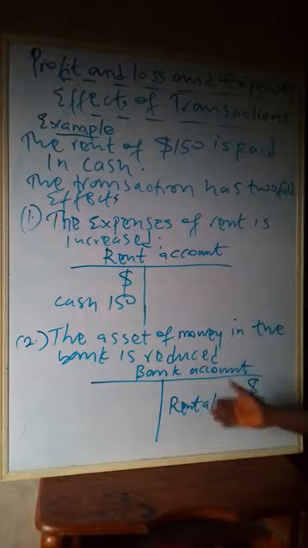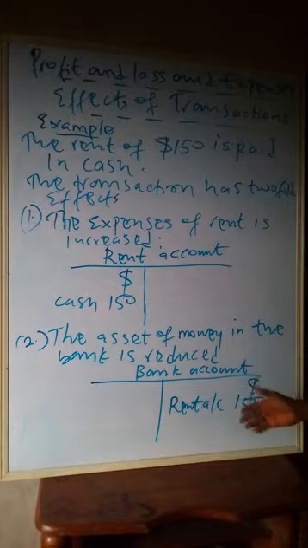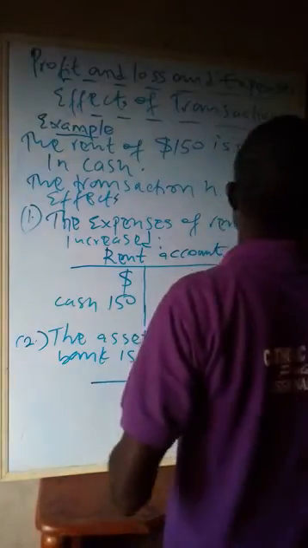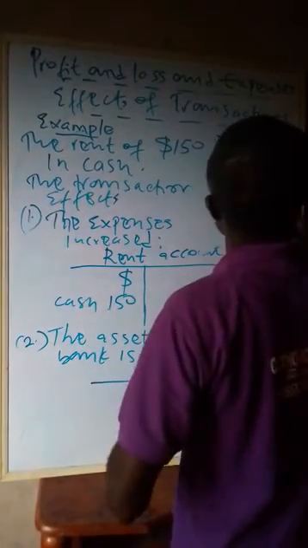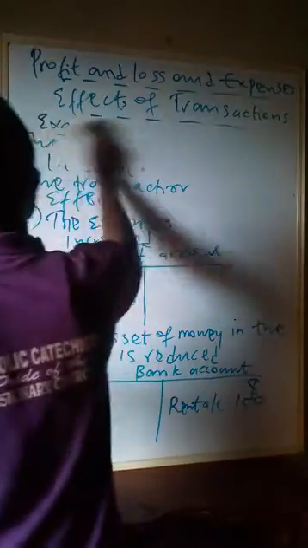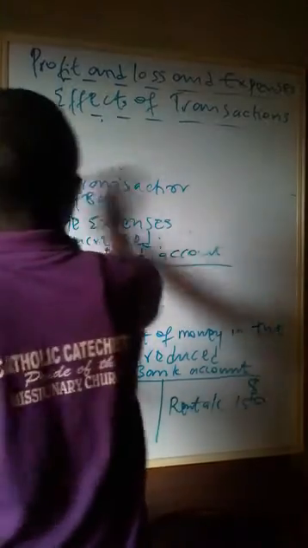You credit bank, because when assets reduce, you credit. I rub it off to go to the next example.